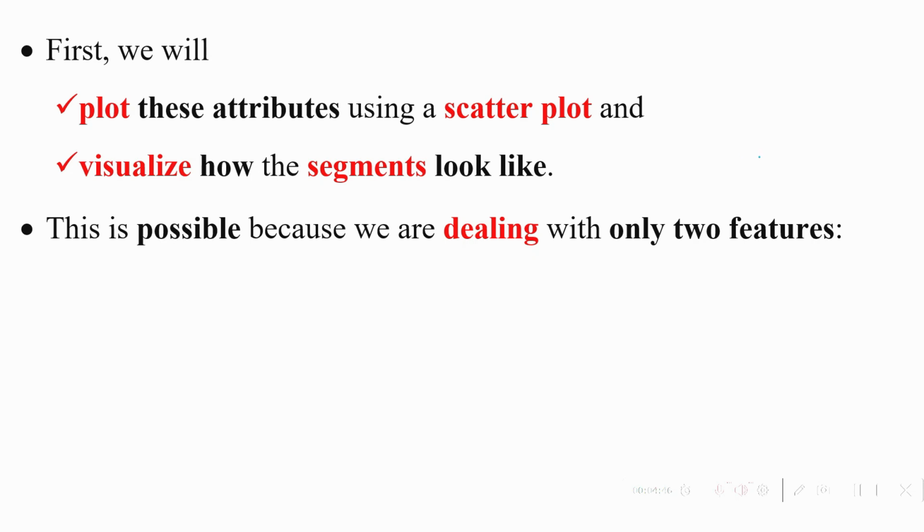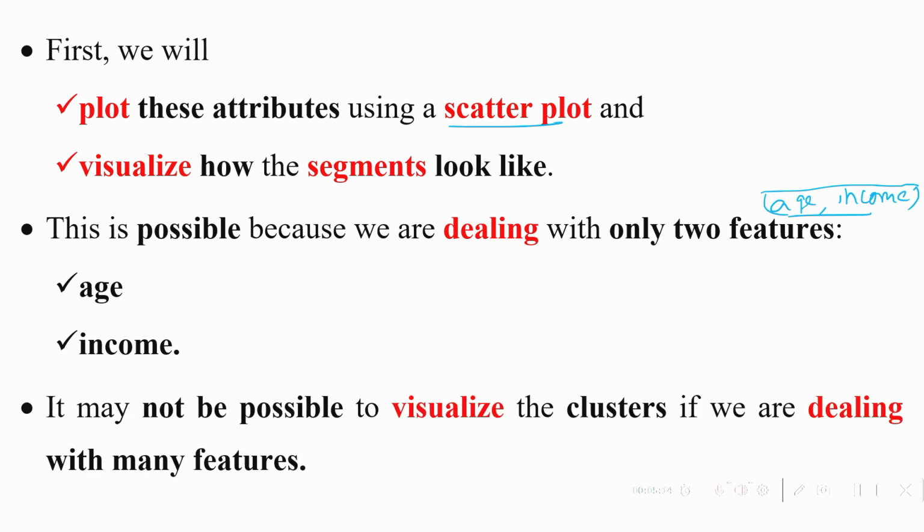So here we have only two features: age and corresponding income. For these two features, we have to plot the graph with the help of a scatter plot, so we can visualize the distribution of the corresponding elements. For these two features, age and income, we are going to draw the scatter plot, visualize them, and then create different clusters.